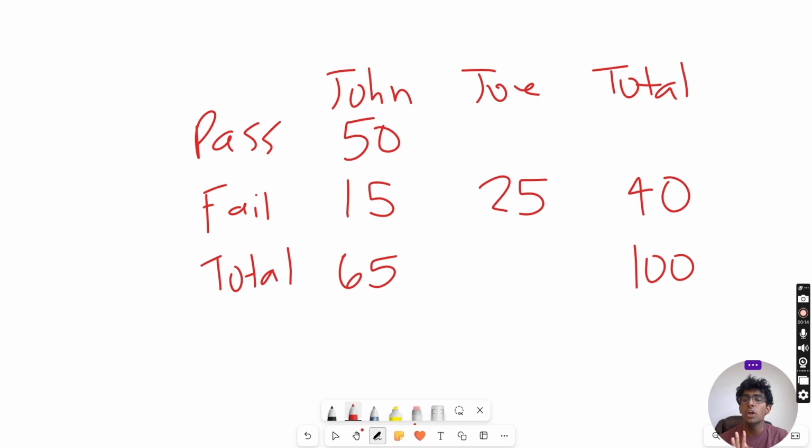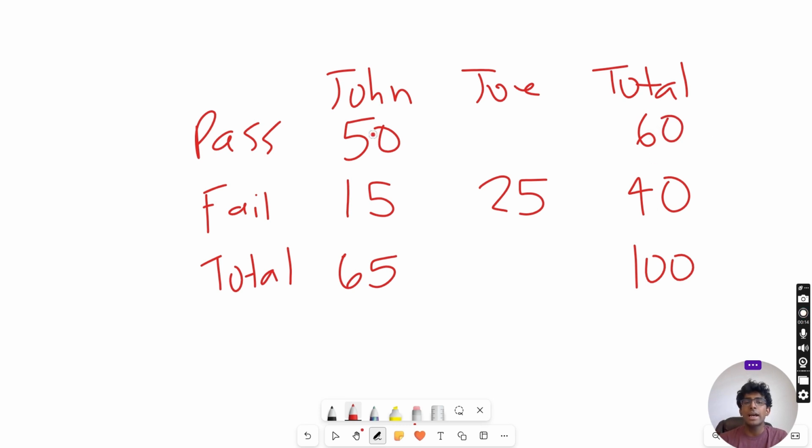Same process again. Which column or row has 2 items out of the 3 filled? Oh, the total column. That has 2 out of the 3 filled, right? Our pass total plus our fail total will get us our total in total. Okay, that was kind of weird, but you guys get the idea. So to get the pass total, we just do the total minus the fail total to get 60.